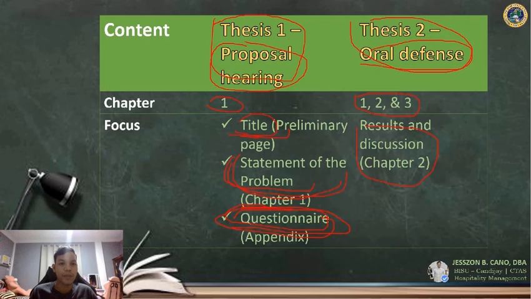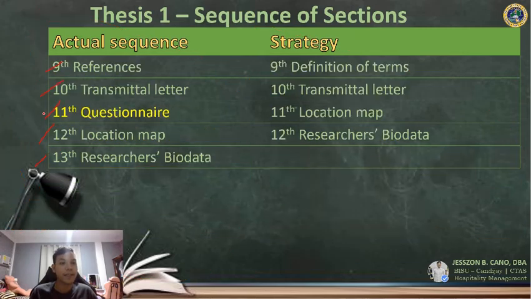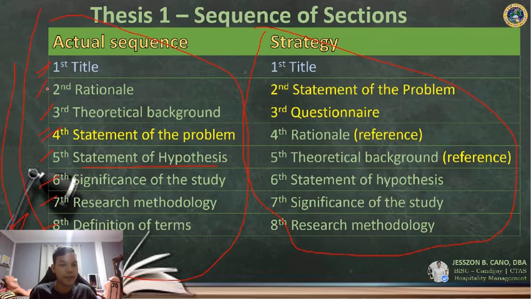In chapter 1, or in the proposal hearing, or in the research in hospitality subject in this semester, we're going to focus on the title, the statement of the problem or SOP, and the questionnaire. So titles, SOP, and questionnaire. Let's take a look at the actual sequence. The title is found in the first part. The statement of the problem is found in the fourth part, and the questionnaire is found in the 11th part. Okay, so as you can see, there are different parts.